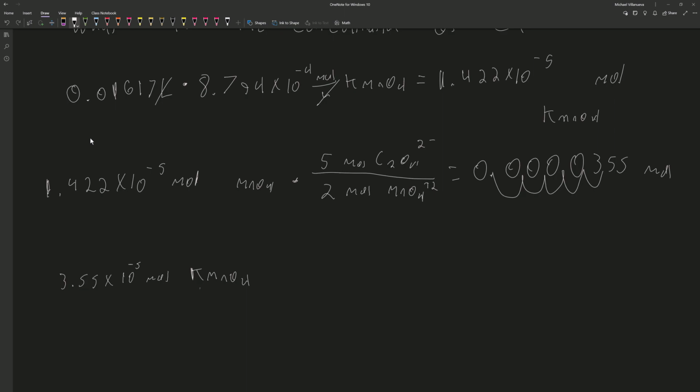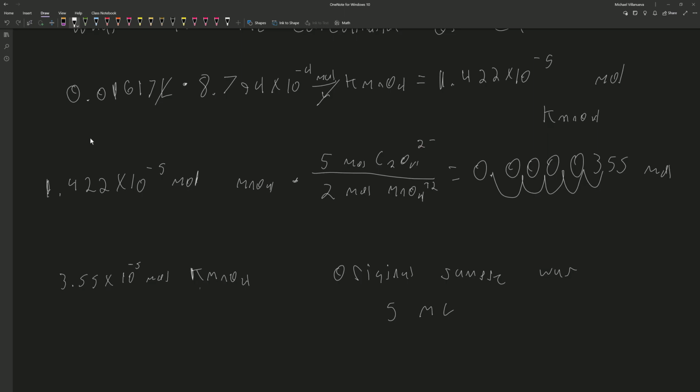And let's say that the original sample was 5 milliliters. So let's say I took 5 milliliters of a sample, and that 5 milliliters is what I reacted with the C2O4 to produce the CaC2O4. And then I took that solid that was washed, and then I put it in an acidic solution, and then titrated it. So the original sample was 5 milliliters.